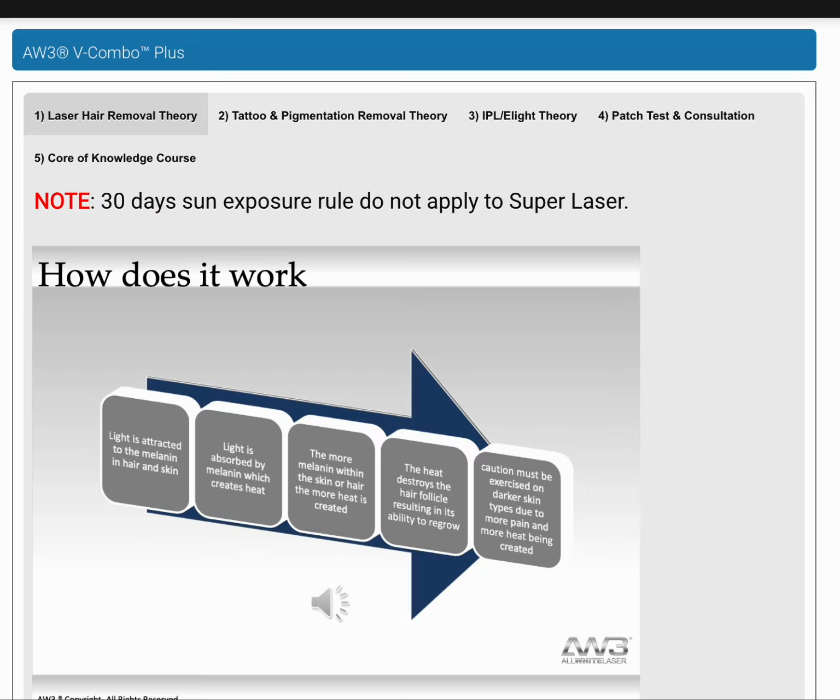Caution must always be exercised on darker skin types, as more heat is created, resulting in more pain and risk of burns.